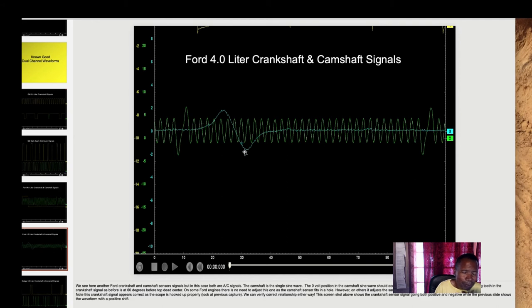The alignment is the same. You want to see the same alignment. At the zero point of this cam, we want to see it come down at 26 degrees at top dead center. Again, this is also a known good signal.